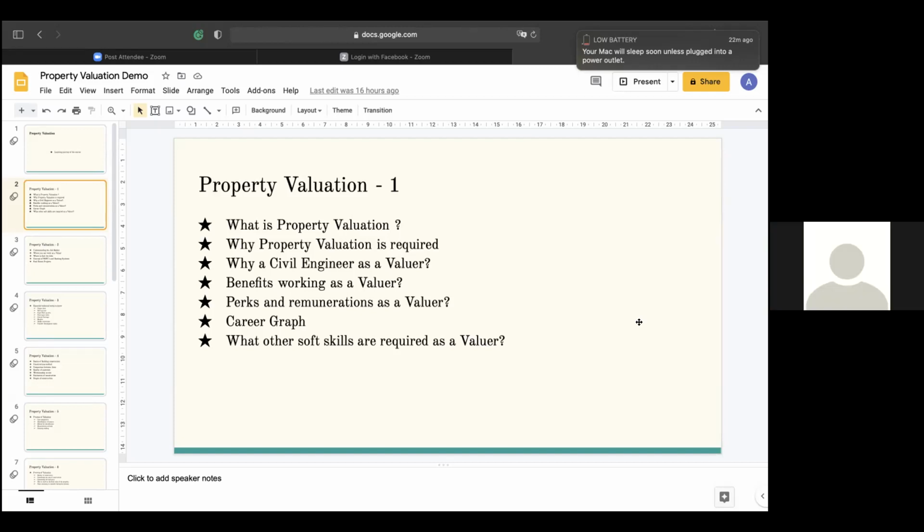सर बेसिकली इसमें सर काम कैसे होगा सर? Give me a minute, I'll just put my laptop on charge.